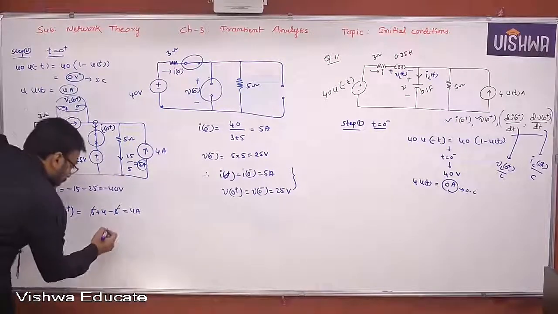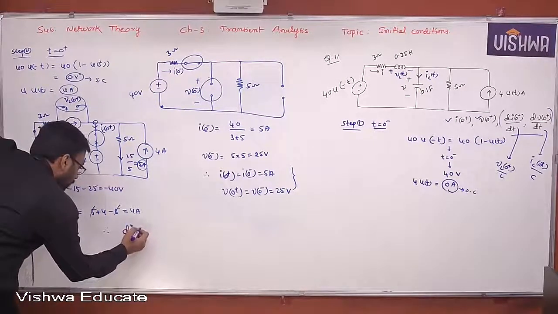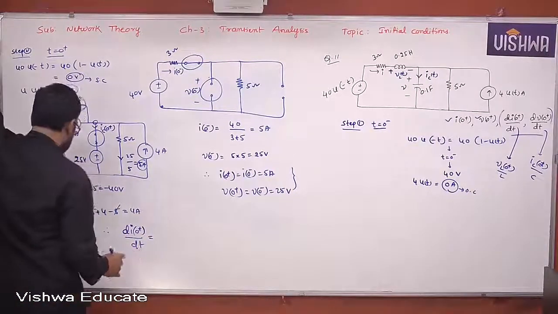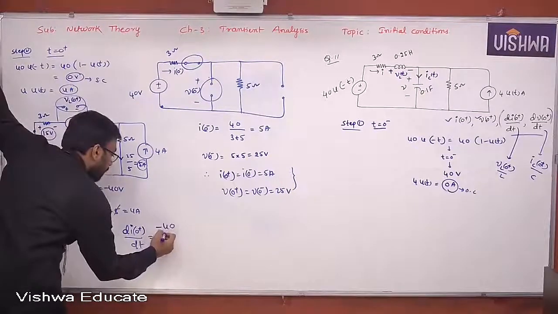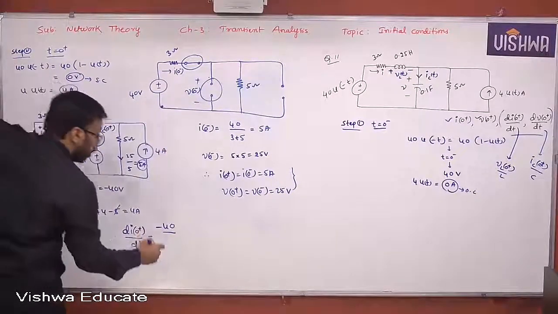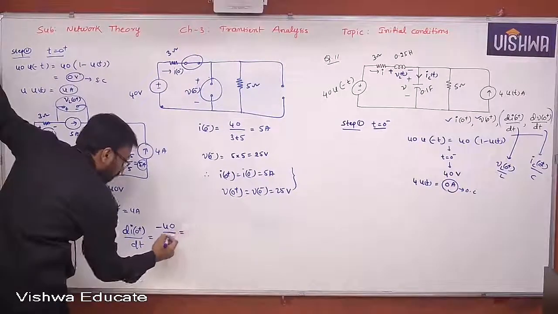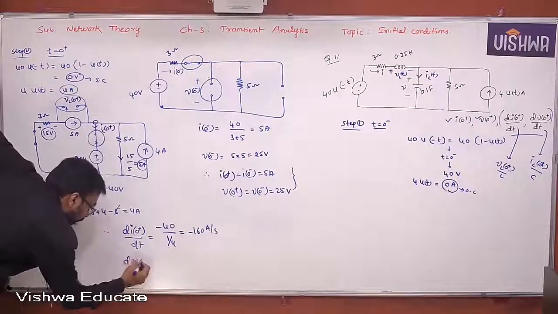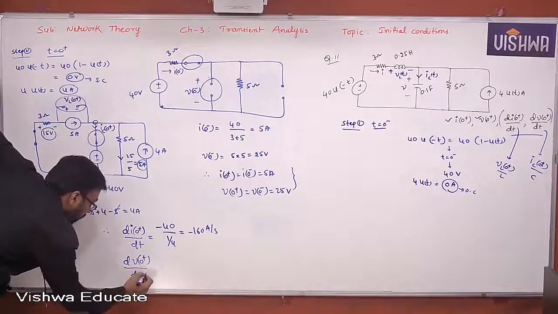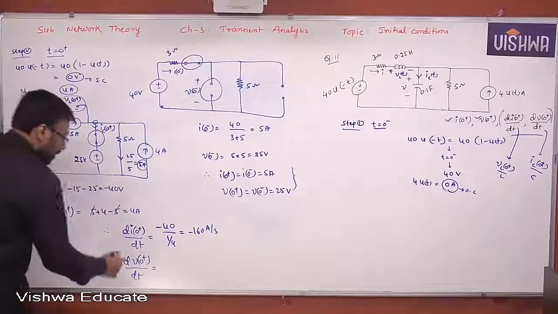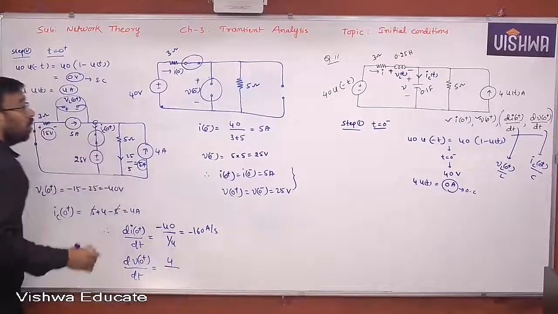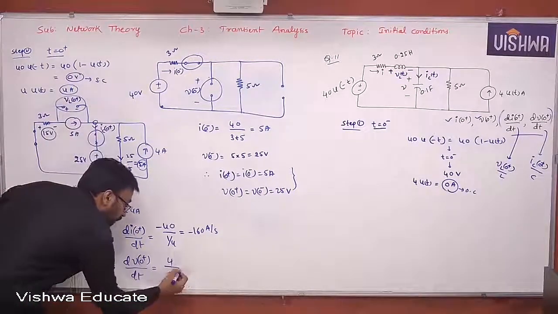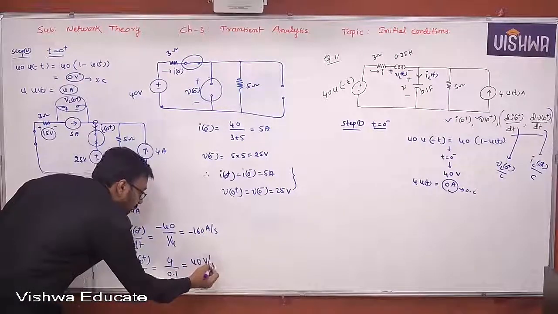Now di of 0 plus by dt: how much? VL of 0 plus is minus 40, divided by the inductance value 0.25, which is nothing but 1 by 4. That is minus 160 amperes per second. And dV of 0 plus by dt is IC of 0 plus, 4, divided by the capacitance value 0.1, so 40 volts per second.